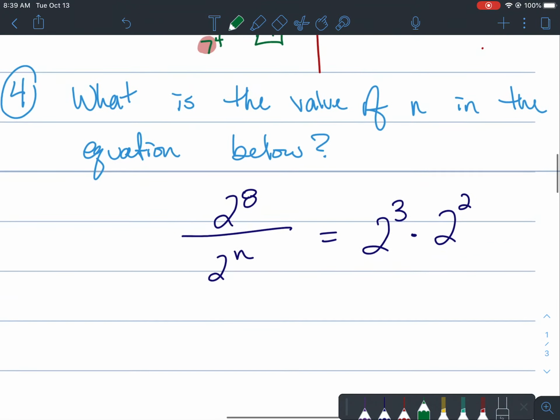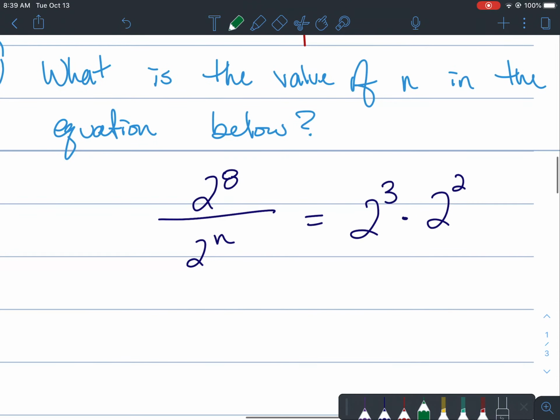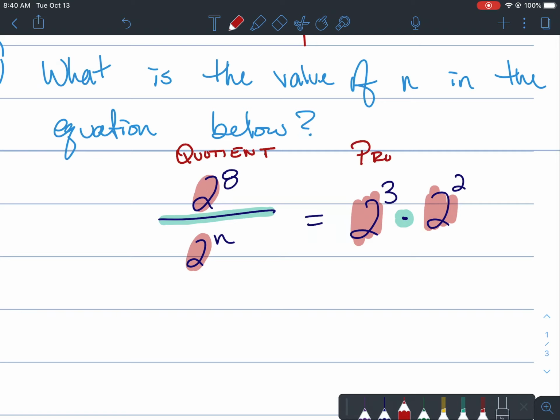Lastly, number 4, finding the value of n. There's two things going on here. One, there's division. Two, there is multiplication. So when we look at the operations, we see division here, and we see same base. We know this is going to deal with the quotient rule because it's division and it's the same base. On the other side of the equal sign, we can see that it's multiplication and it's the same base. That should click and make you think, oh, we can also use the product rule.